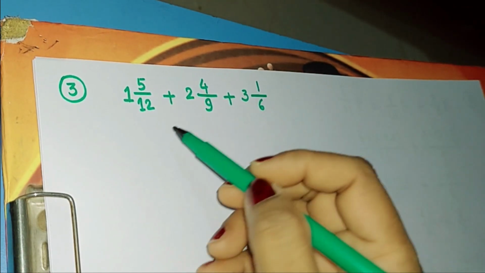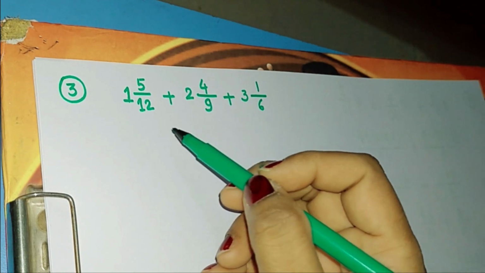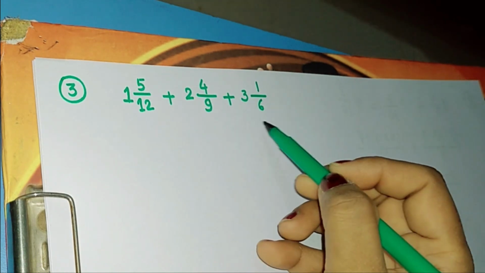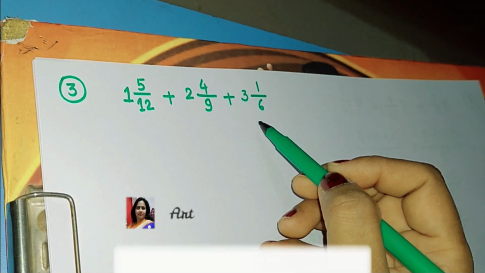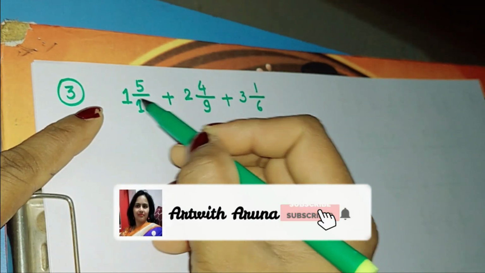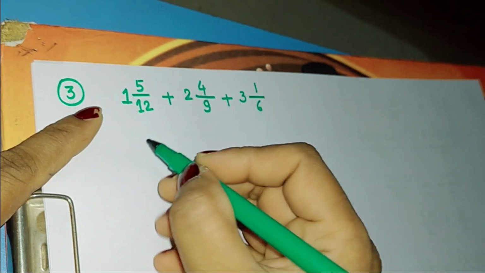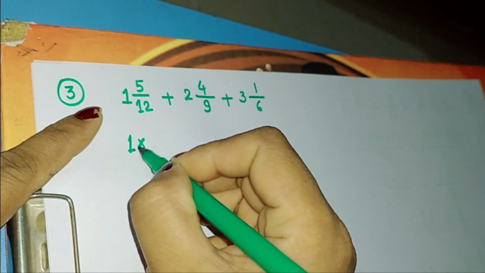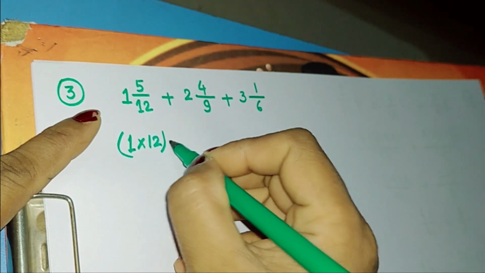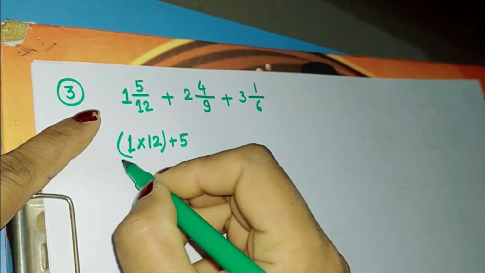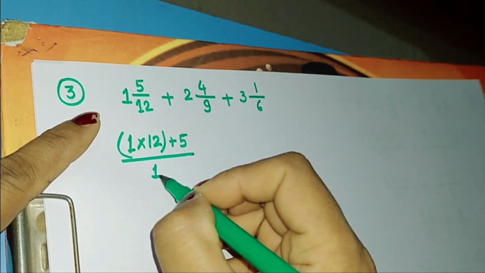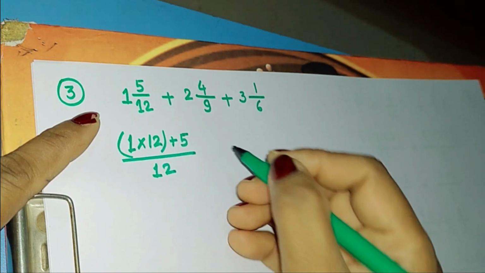Our third example is 1 5 by 12 plus 2 4 by 9 plus 3 1 by 6. We will follow the same step here. First of all, we need to convert all these mixed fractions into improper fractions. So first of all, we need to multiply this 1 by 12 and the answer will get added with this 5. So here we will write 1 cross 12 plus 5 divided by 12. We will keep the denominator as it is.